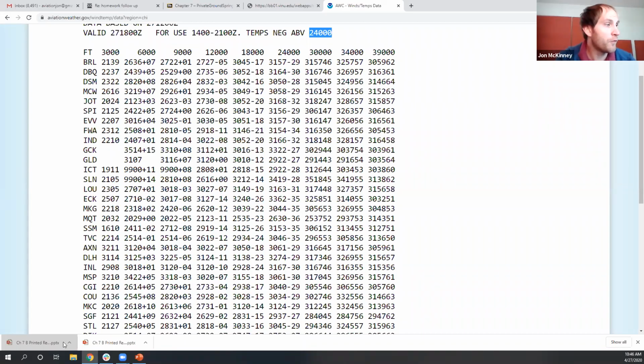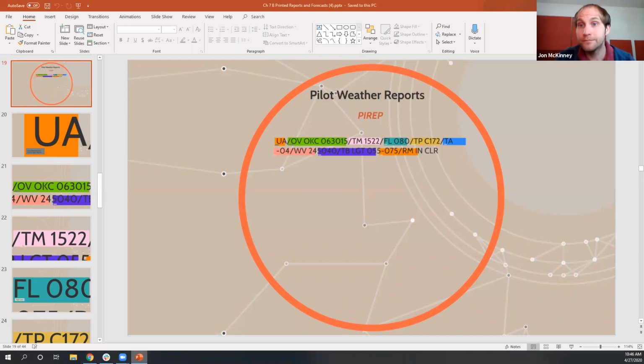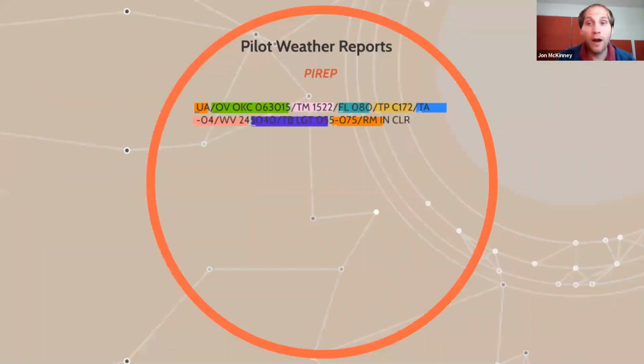As we continue moving forward, we could take a look at PIREPs. Hooray, PIREPs. All right, so everybody should be seeing a slide for PIREP. We got our brain warmed up. We've been analyzing printed weather products. So this is a printed weather product called a PIREP, P-I-R-E-P. That stands for pilot report.